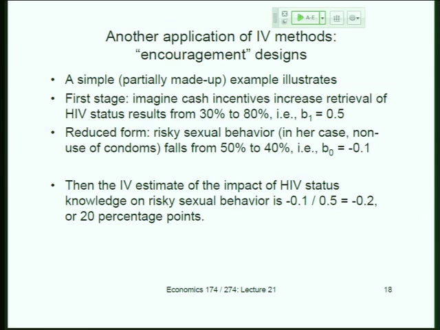And again, remember in her paper, she found effects among HIV positive people, but not HIV negative people, so I'm kind of abstracting away from that for clarity. But if these were the estimates in some subgroup, that's what the IV estimate would look like. Okay. What is the intuition?